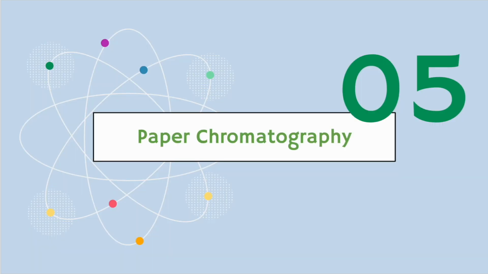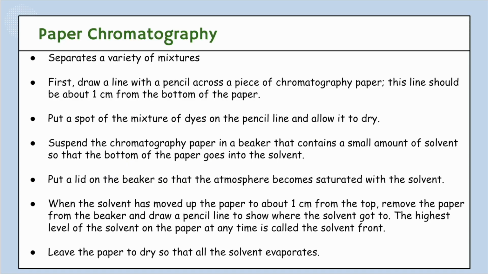The last technique is paper chromatography. Paper chromatography separates a variety of mixtures. First, draw a line with a pencil across a piece of chromatography paper. This line should be about 1 centimeter from the bottom of the paper. And do not use a pen, as the colors in the ink may move up the chromatography paper with the solvent. Then put a spot of the mixture of dyes using a capillary tube on the pencil line and allow it to dry.